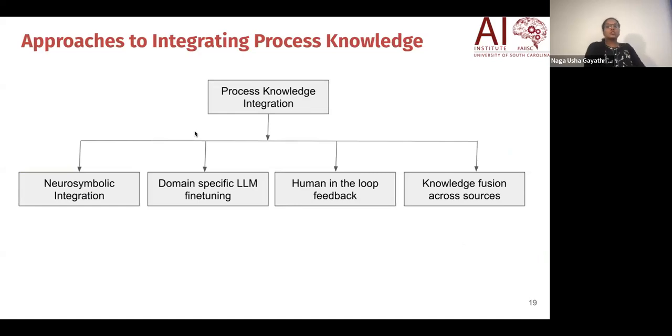So these are the different approaches to integrate process knowledge. Some of the approaches that we are already aware of are neurosymbolic integration and domain-specific large language model fine-tuning. And we have human in the loop feedback, where we work with human annotators to decide if the output is correct or not. And then we have knowledge infusion across sources.